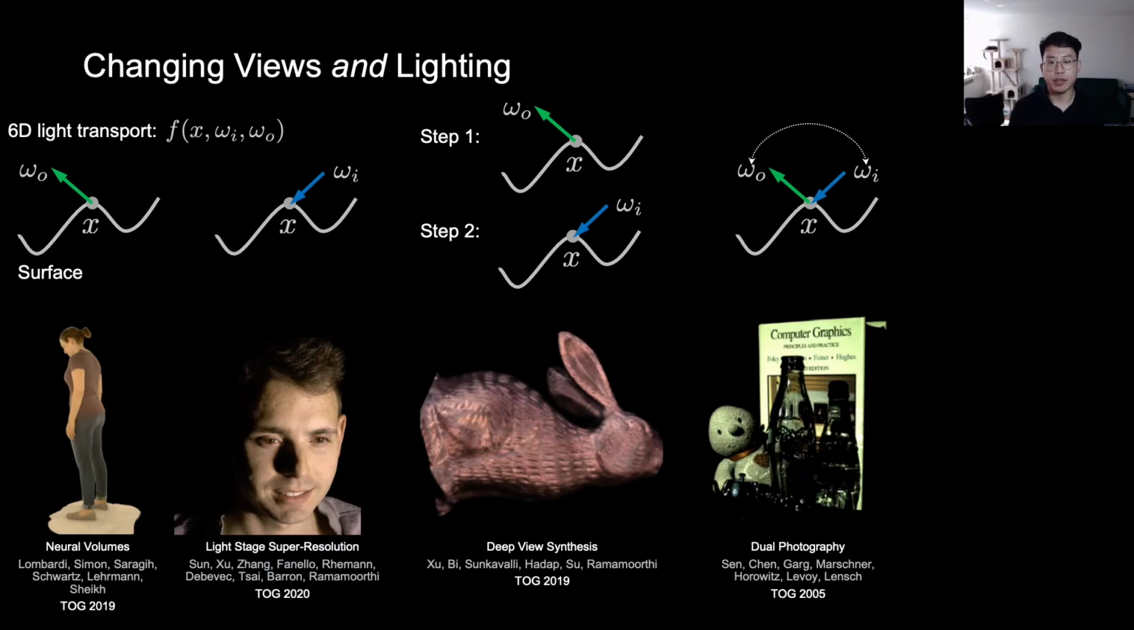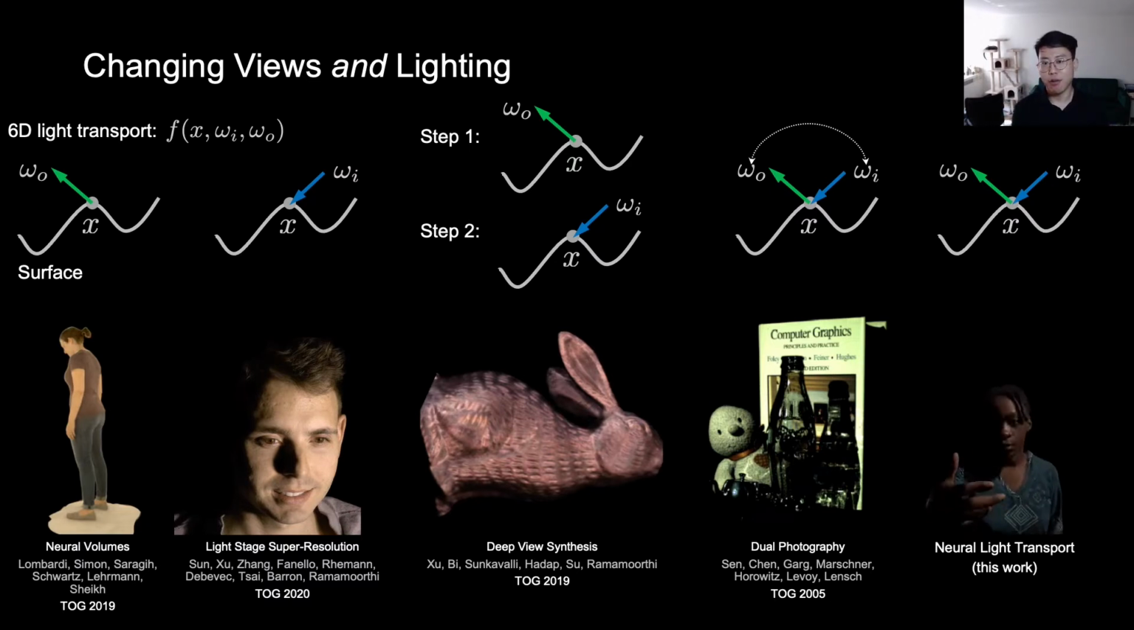Dual photography demonstrates how to synthesize the scene's appearance from the projector's view, pointing out that cameras and lights are really no different. Partially inspired by it, we treat cameras and lights equally in this work, and build a unified framework for view synthesis and relighting.